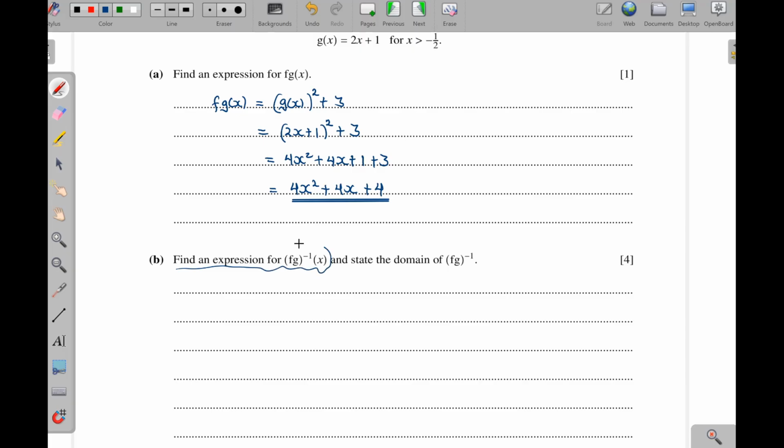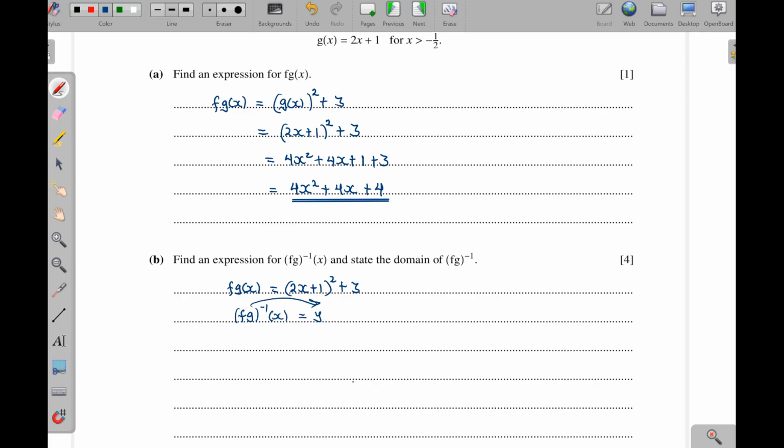Part B, find an expression for the (fg) inverse of x and state the domain of that (fg) inverse. Now, fg of x, I'm going to use this one here, is equal to (2x + 1) squared, then plus 3. Now I'll let my (fg) inverse of x be equal to y.